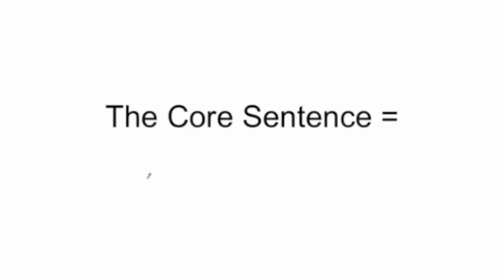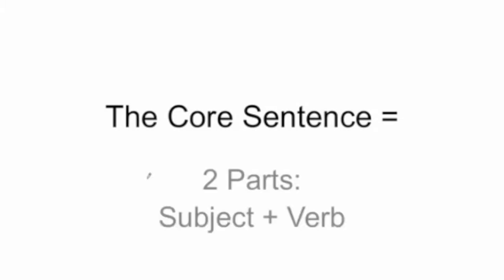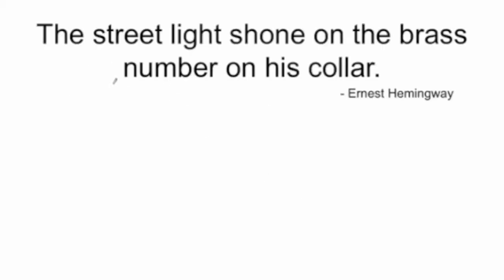A sentence is composed of two parts. First part is your subject. Second part is your verb. Take a look at examples. Okay, so the first, another sentence by Ernest Hemingway, and the sentence that we decided to tackle is: the street light shone on the brass numbers.